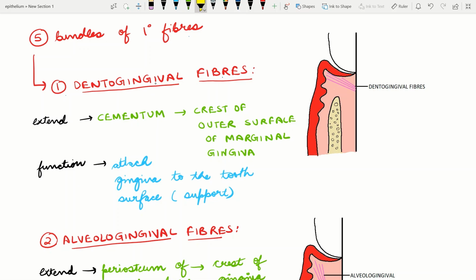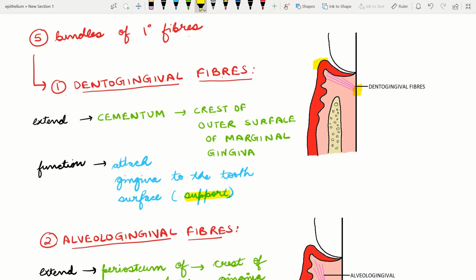Dentogingival fibers. Here in this diagram, they extend from the cementum to the crest of the outer surface of your marginal gingiva. Here you are seeing these fibers extending from your cementum to the crest of marginal gingiva. What is their function? To provide support. That is, they attach the gingiva to the tooth surface and provide the support.